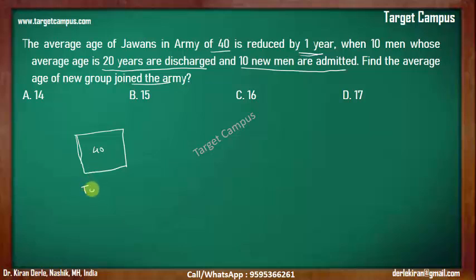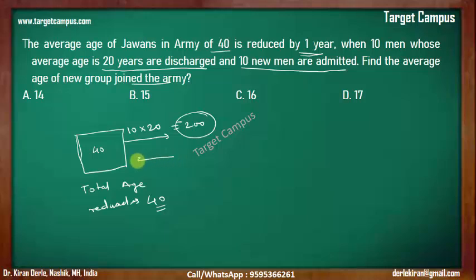That means the total age is reduced by how many years? The average per soldier got reduced by 1 year, so the total is reduced by 40. Total age reduced by 40. Why has this happened? Because 10 men whose average age is 20 years are discharged. That means 200 has gone out from this camp, 200 age has gone out of this camp.